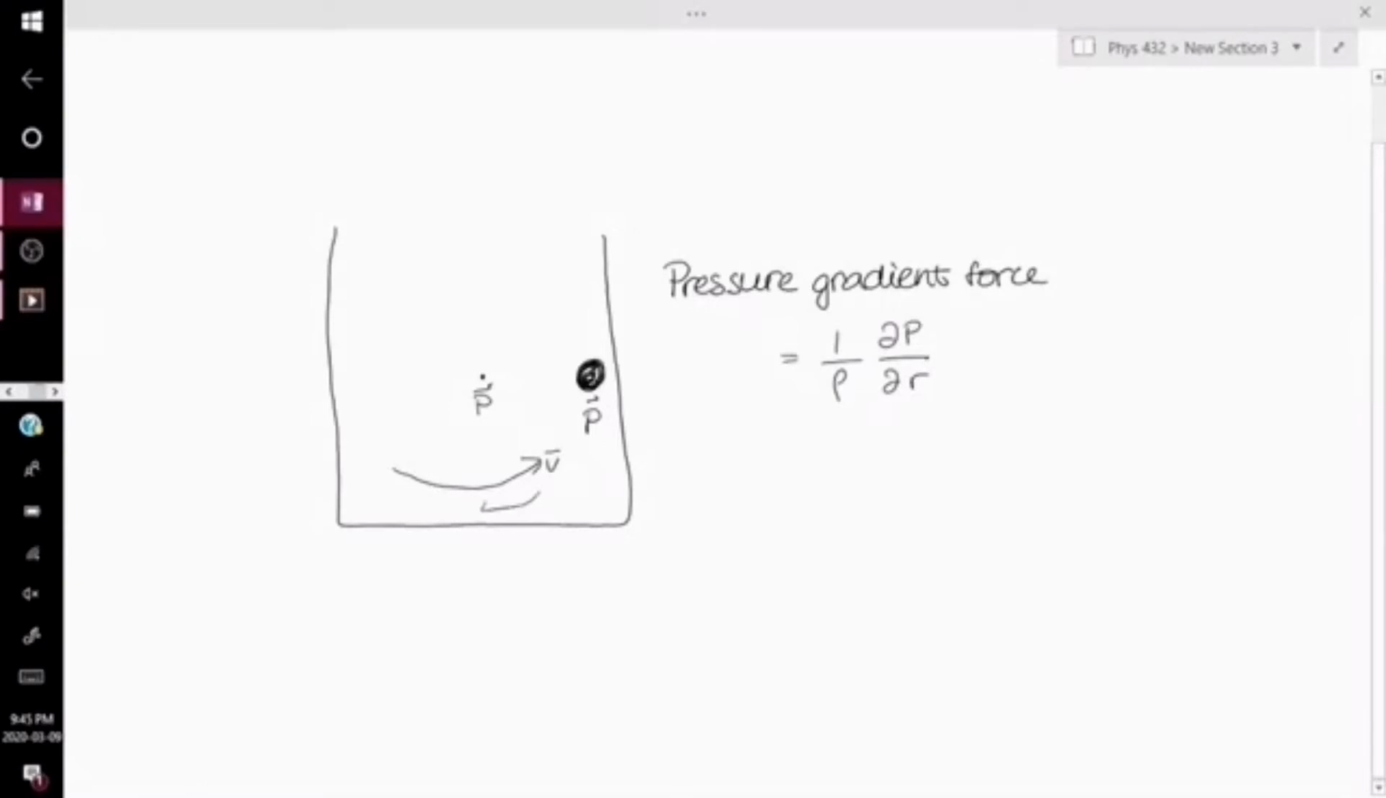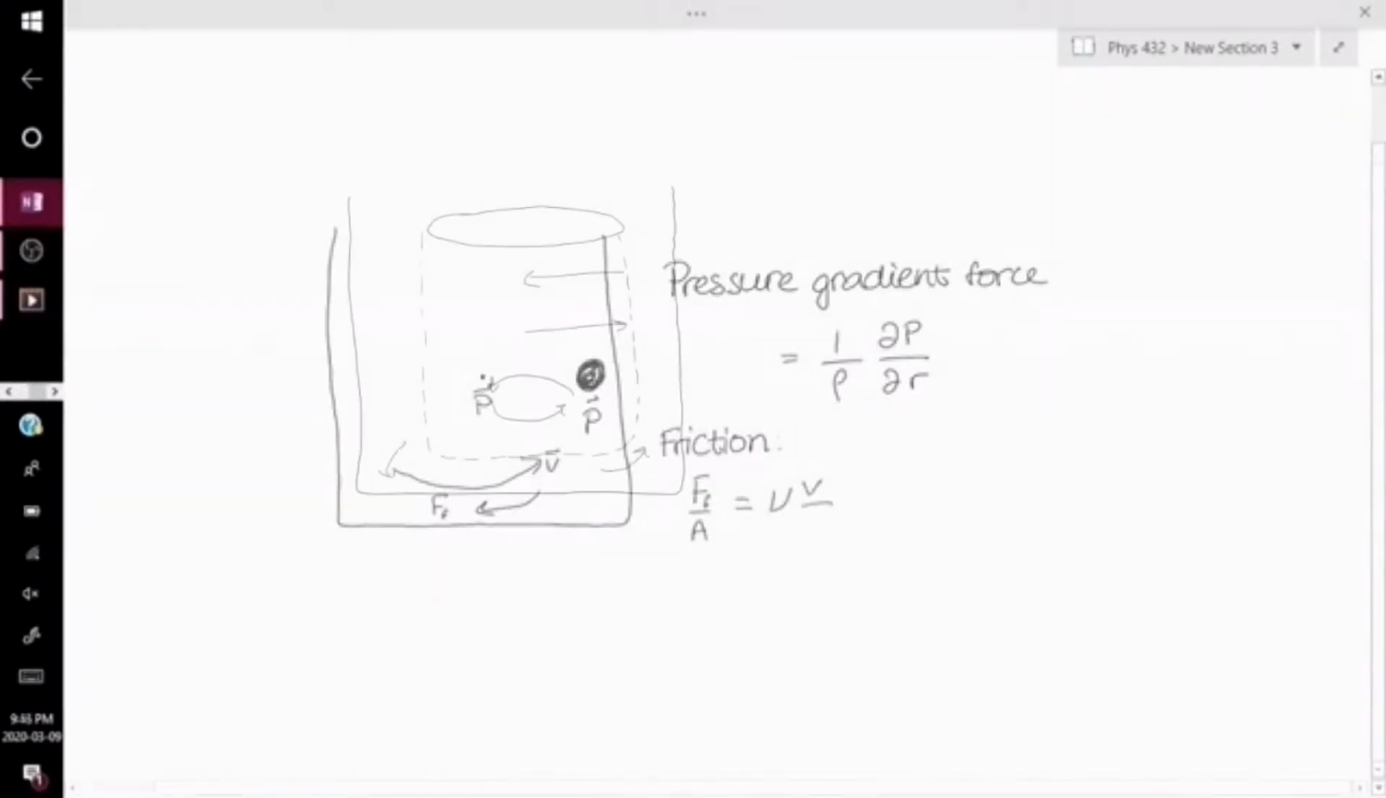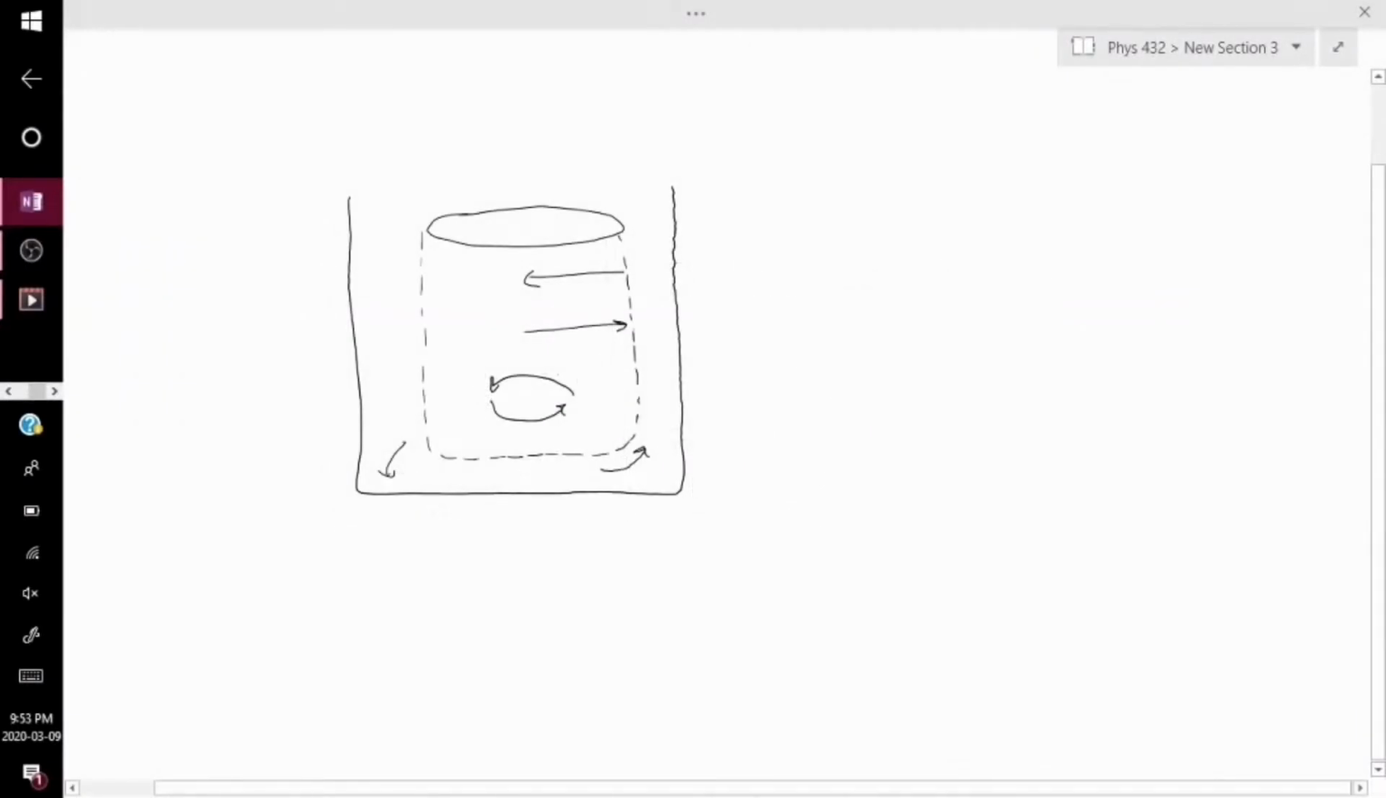Finally, there is also an inertial force due to friction between the cup edges and the liquid. This friction force per unit area is the viscosity of the tea times velocity divided by some distance traveled. With these forces in mind, we can now compare the flow of the tea in the center of the mug and the flow in the region of the edges and bottom of the cup, which is called the boundary layer.